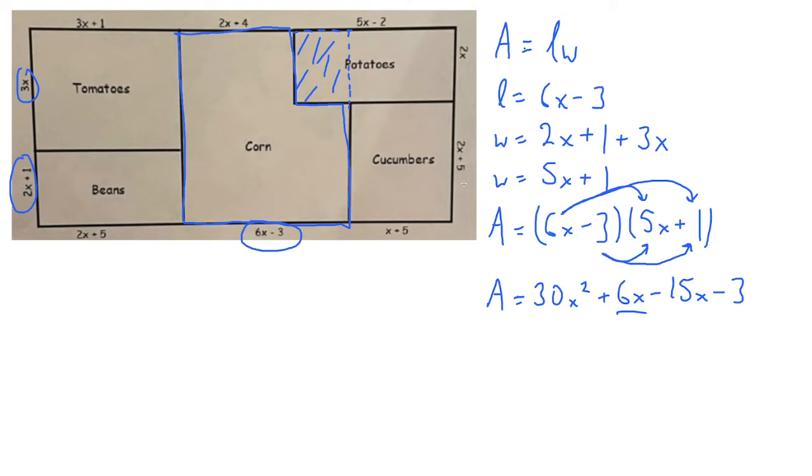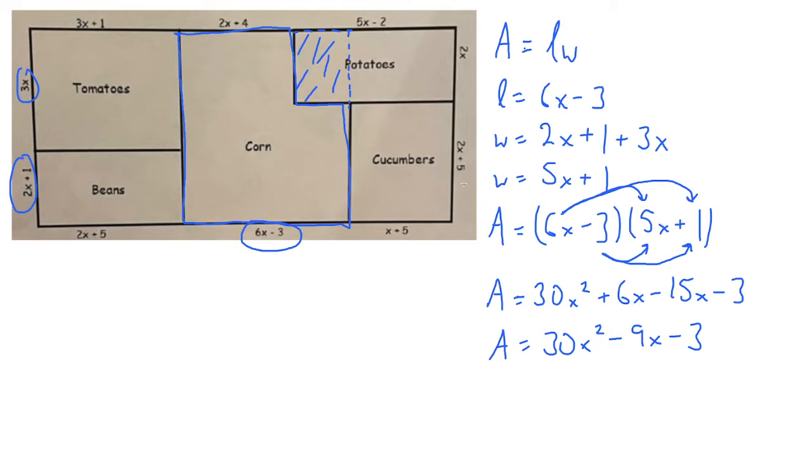And we have two like terms in the middle. We have 6x minus 15x. You combine those at the very end. And that's going to give you A equals 30x squared minus 9x, because 6 minus 15 is negative 9, and minus 3.